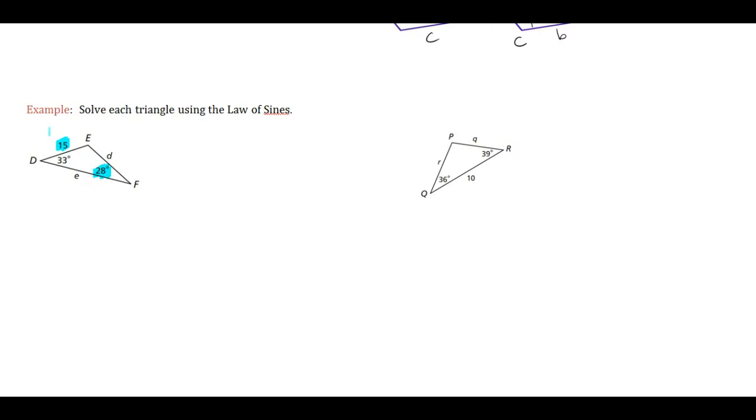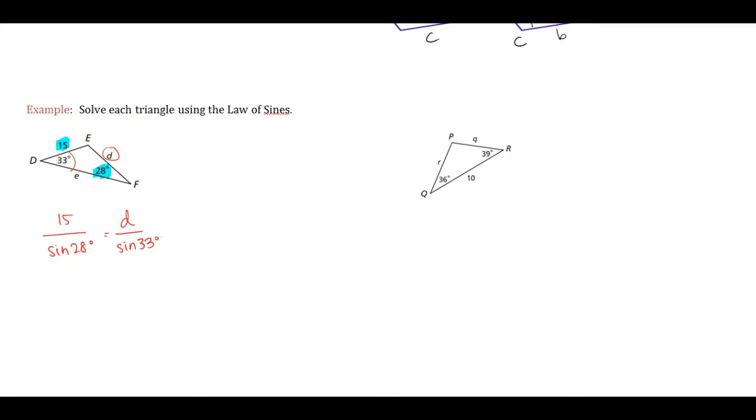I have F and little f. So I can write my law of sines. I can say, okay, cool. 15 over the sine of 28 degrees is equal to, and now you pick any other pair that you want. Like in this case, I could use d and 33. So I'll do little d over the sine of 33 degrees.